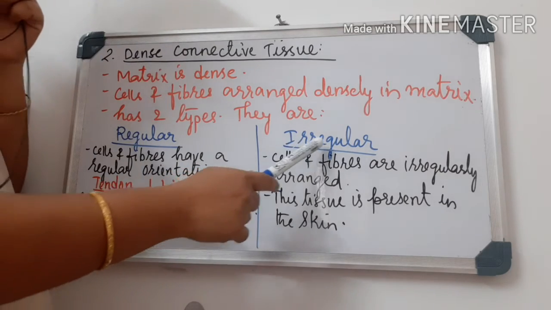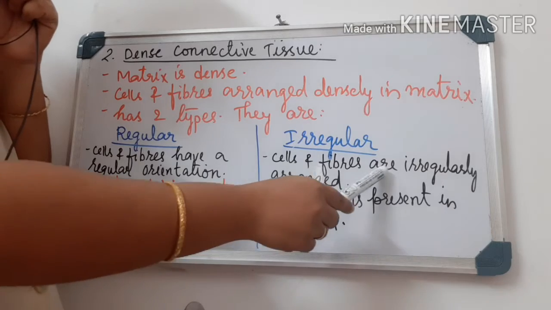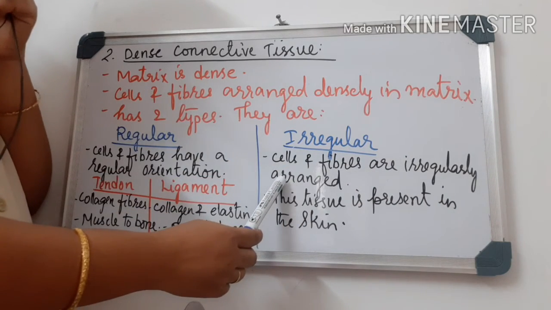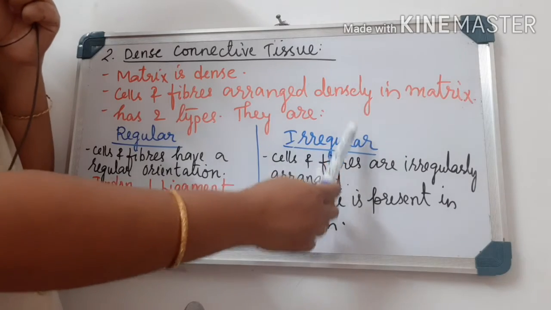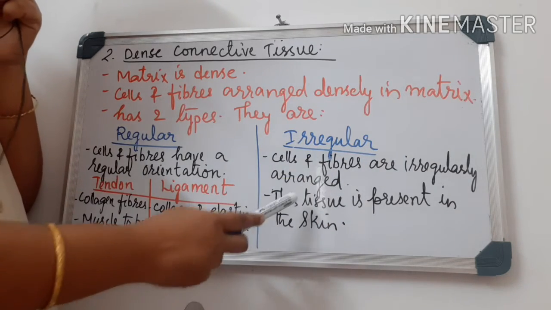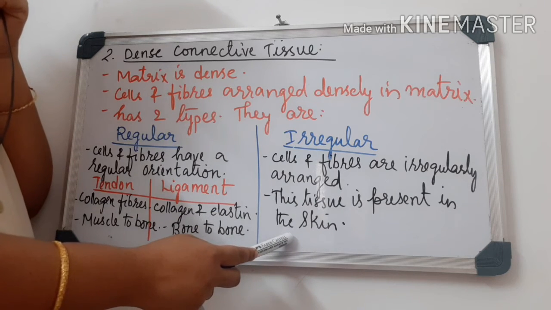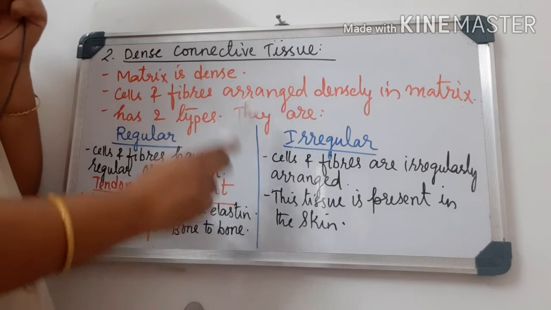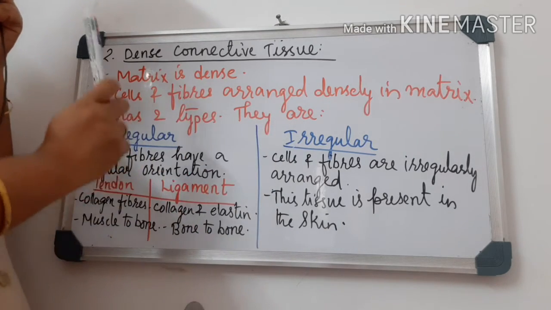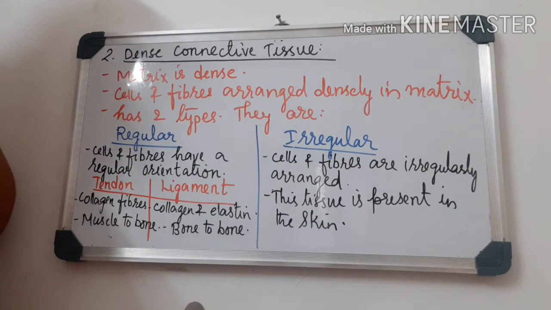Next, coming to the irregular dense connective tissue, the term itself shows the cells and fibers are irregularly arranged in the matrix. That is why it is called irregular dense connective tissue. This tissue is mainly seen in the skin region. So that is all about irregular dense connective tissue. These are the important points coming under dense connective tissue.